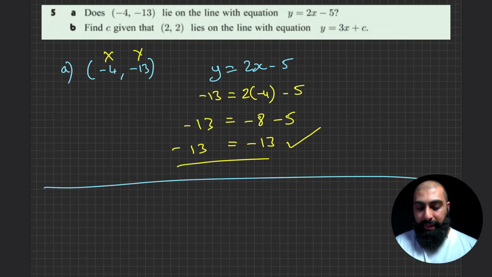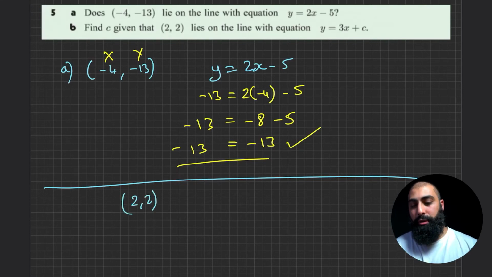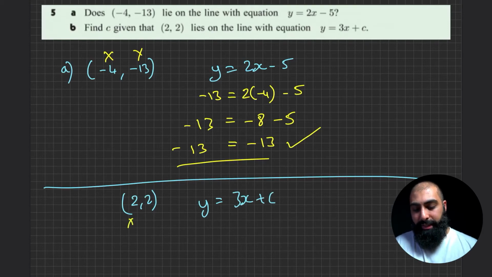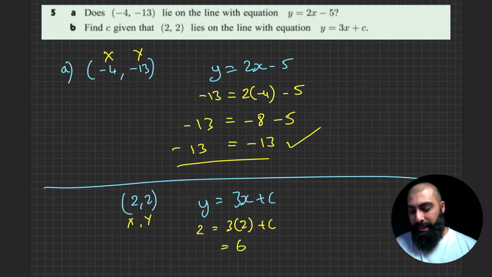It says, find c given that we have a coordinate that lies on the equation y is equal to 3x plus c. So we're just going to substitute the values that we have, x and y, into the formula. So when y is equal to 2, we have 3 times 2 plus c. 3 times 2 is 6. 2 is equal to 6 plus c.